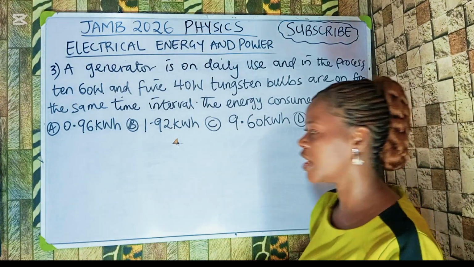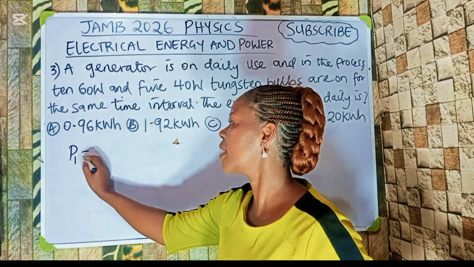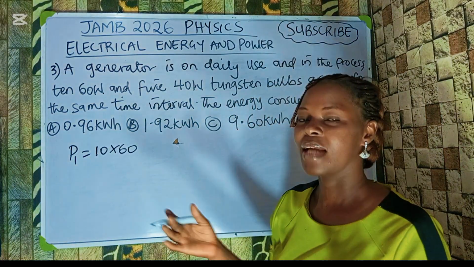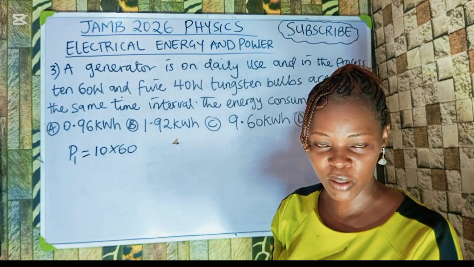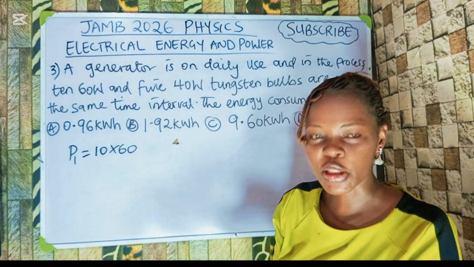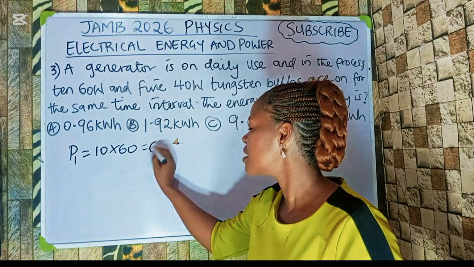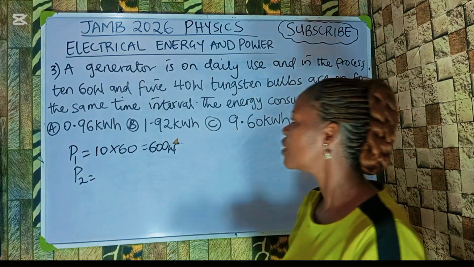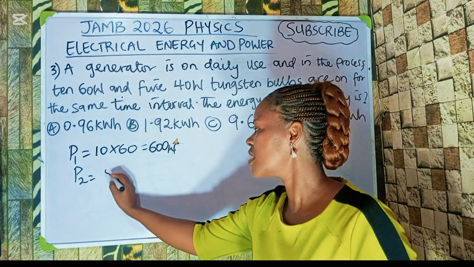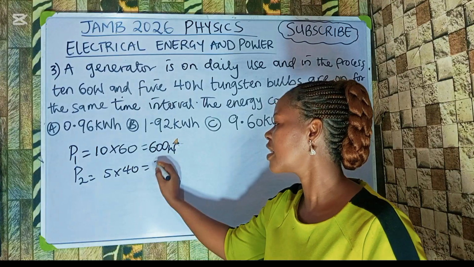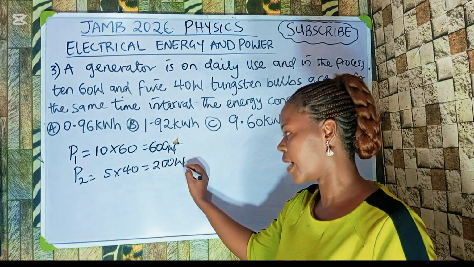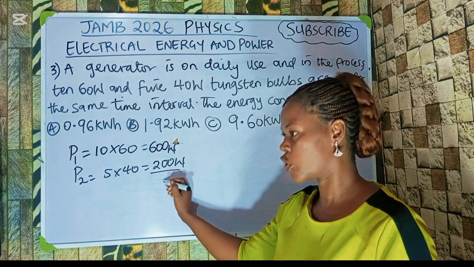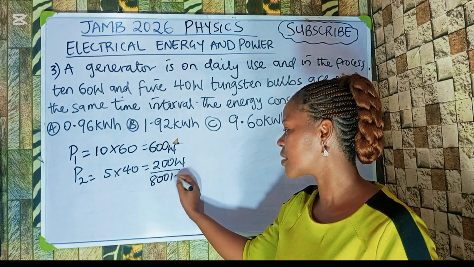We have different powers, okay? So we start with the first one. P1 is equal to 10 multiplied by 60, okay? It is just like having 10 bulbs, each of them has 60 watts, right? For you to calculate them together, just like saying 10 multiplied by 60, okay? So that gives me 600 watts, right? So the second power is equal to 5 multiplied by 40. That gives me what? 200 watts, right? So what I'm going to do is sum them together. So we have 600 plus 200. That gives me 800 watts, right?